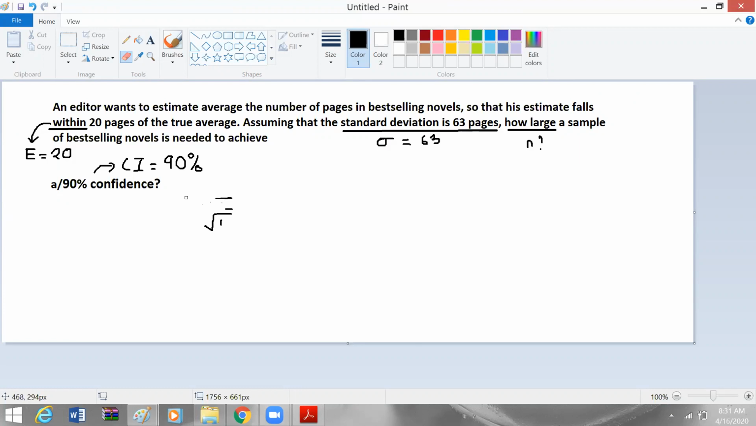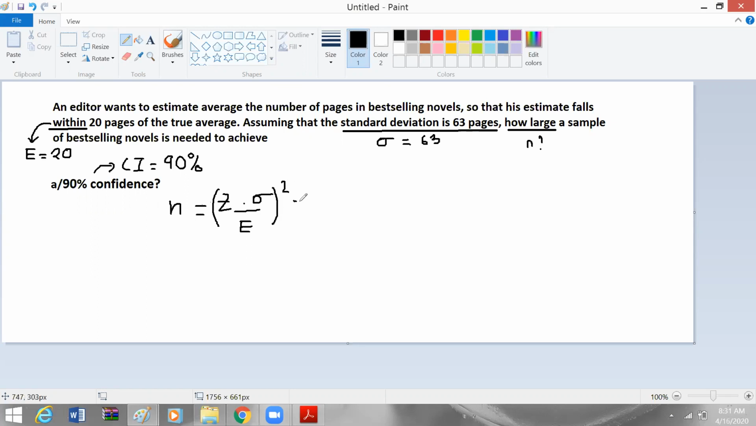I mean, you can write that down and solve for N, but it's really complicated, because the question already gives us the E. So we're not going to do it that way. What's the point of solving for something we already have? Instead, we're going to look for N equal to Z times the standard deviation over E, and then we put the square.